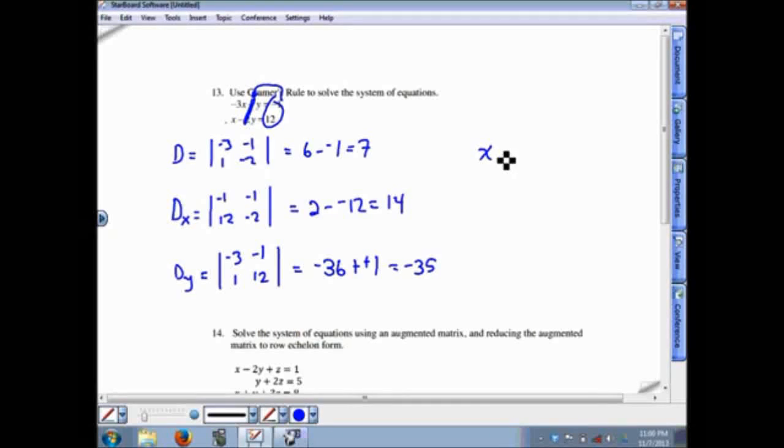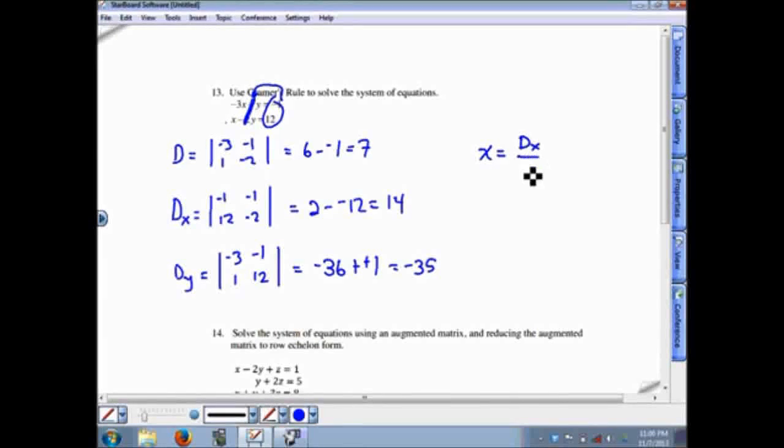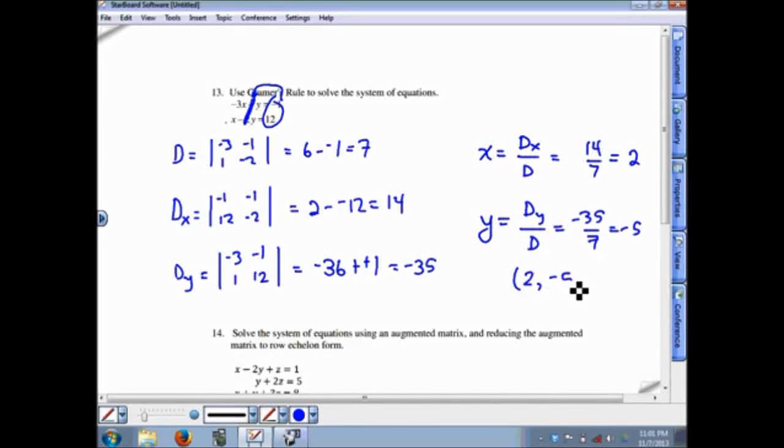Now Cramer's rule says that your x value is d sub x divided by d, which is 14 over 7, which is 2. The value for y is d sub y over d, which is negative 35 over 7. It's negative 5, so your solution is 2, comma negative 5.